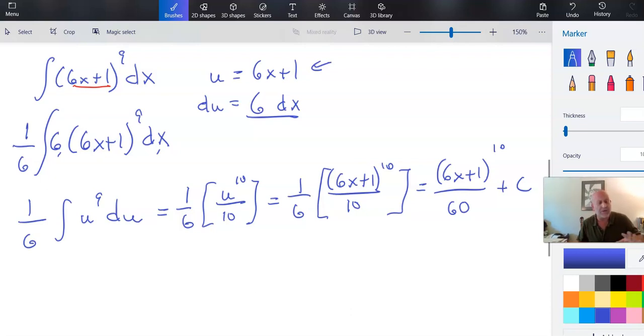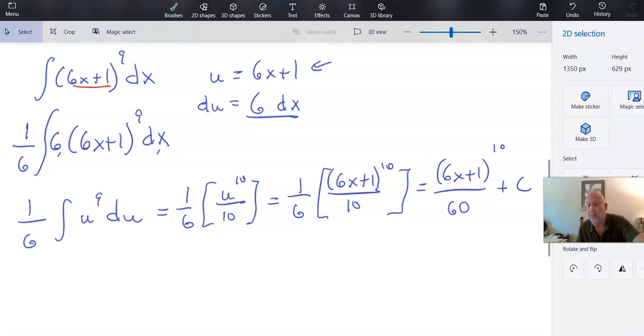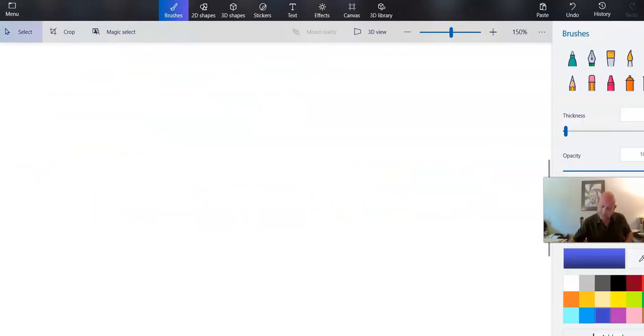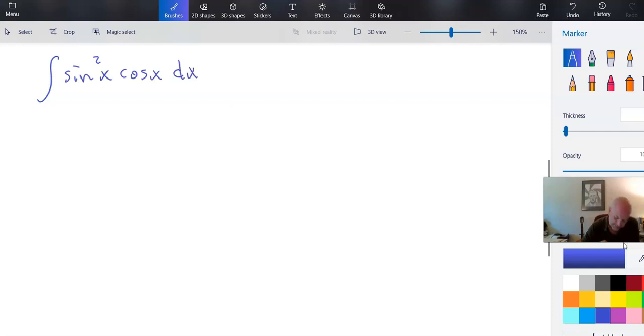Okay. So that's the basics of how to get started on this. Now we're going to play with some other stuff too, because we could have trig functions, we could have square roots, we could have all kinds of stuff. So let's go ahead and look at the next problem here. All right, so let's say I have the integral, what do I have for this one? Of sine squared x times cosine x dx.